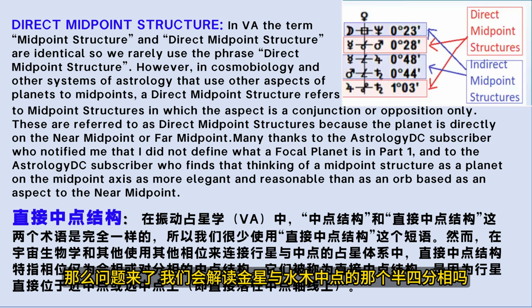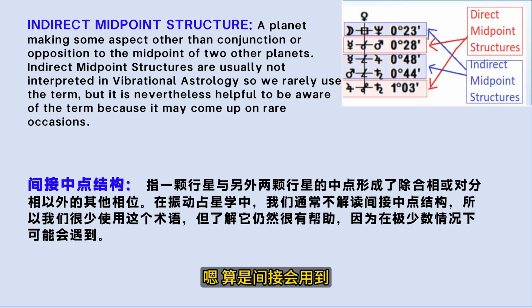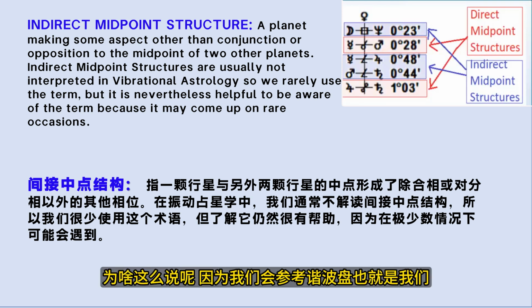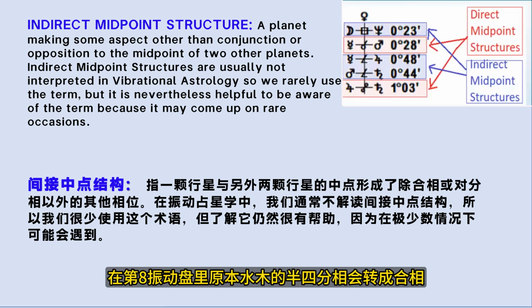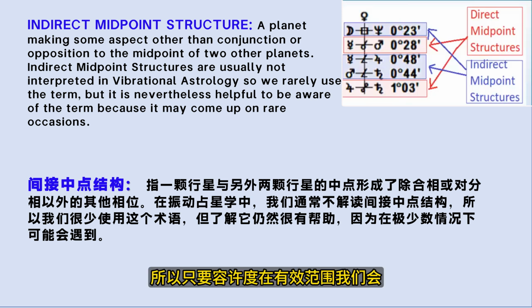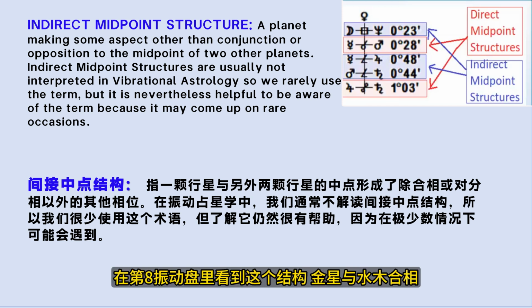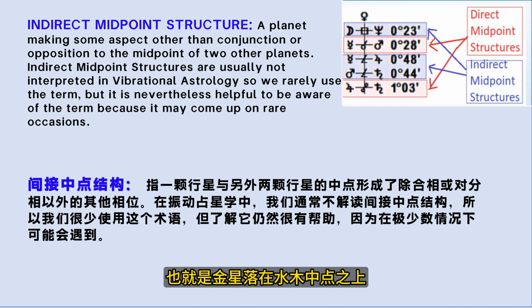Now, do we interpret Venus semi-square the Mercury-Jupiter midpoint? Well, indirectly we might, okay? Let me tell you why we might. Because we will look at harmonic charts, or what we like to call vibrational charts. We'll look at the 8 vibration chart. In the 8 vibration chart, that Mercury-Jupiter is going to turn into a conjunction. So we will see this midpoint structure, Venus at Mercury-Jupiter, in the 8 vibration chart if it's within orb.